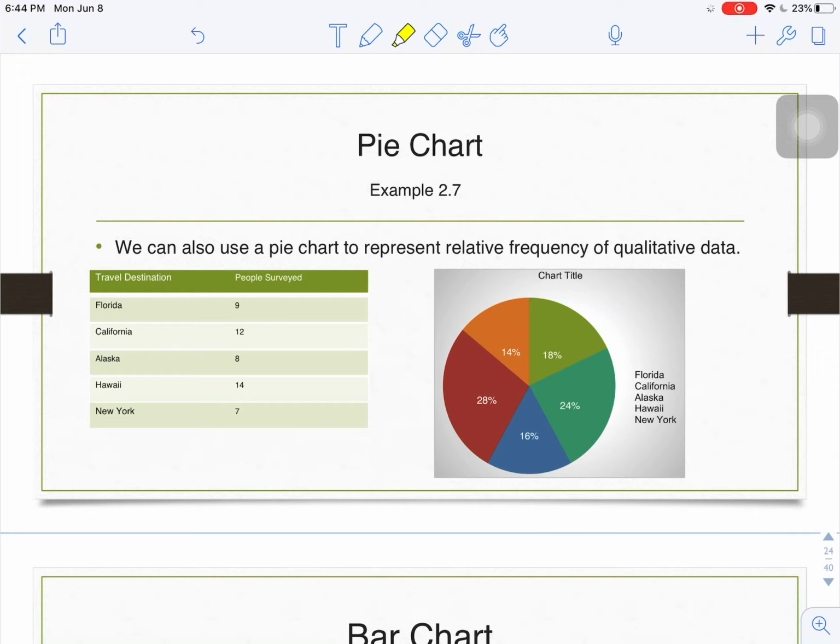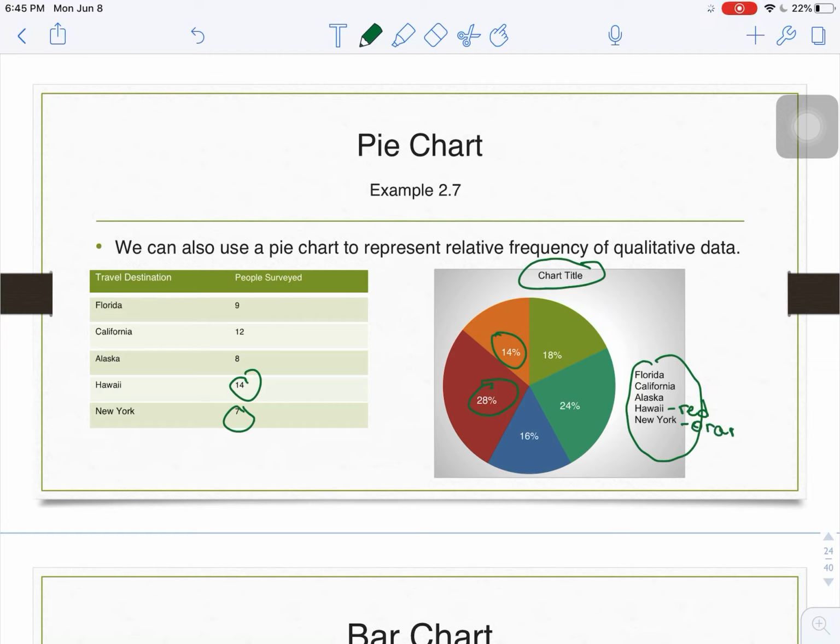So with the pie chart, we're looking at the number of people that prefer going to Florida, California, Alaska, Hawaii, and New York for a travel destination. Notice how with the pie chart, we have the chart title. We also have the different states listed. Ideally, what you want to do is create a key to show exactly what numbers go with what, because right now, just looking at this, we don't know what it is. But if you see 28%, 28% is the greatest with Hawaii. So we would want to label that as red.